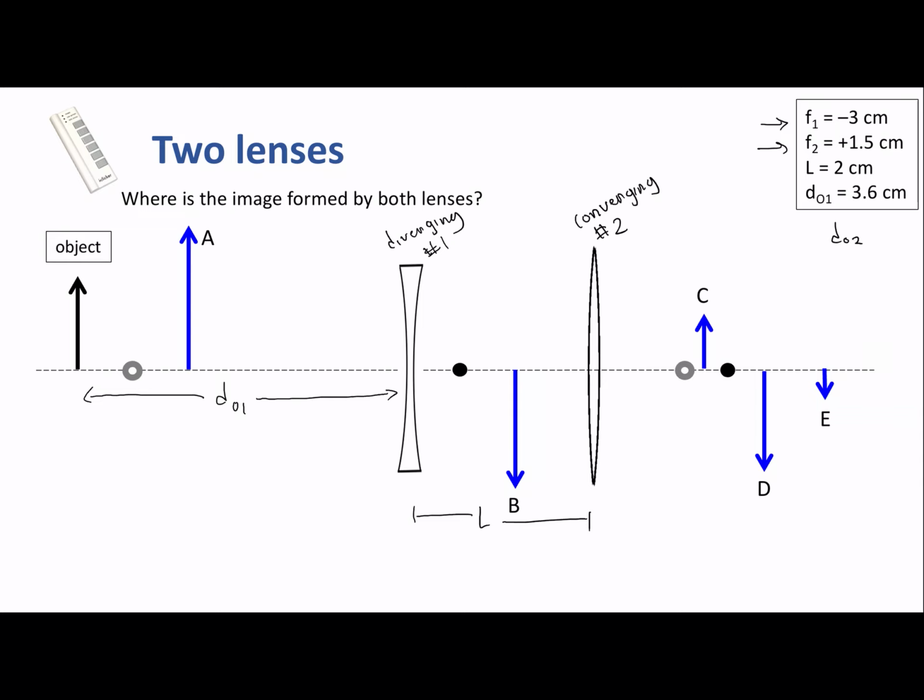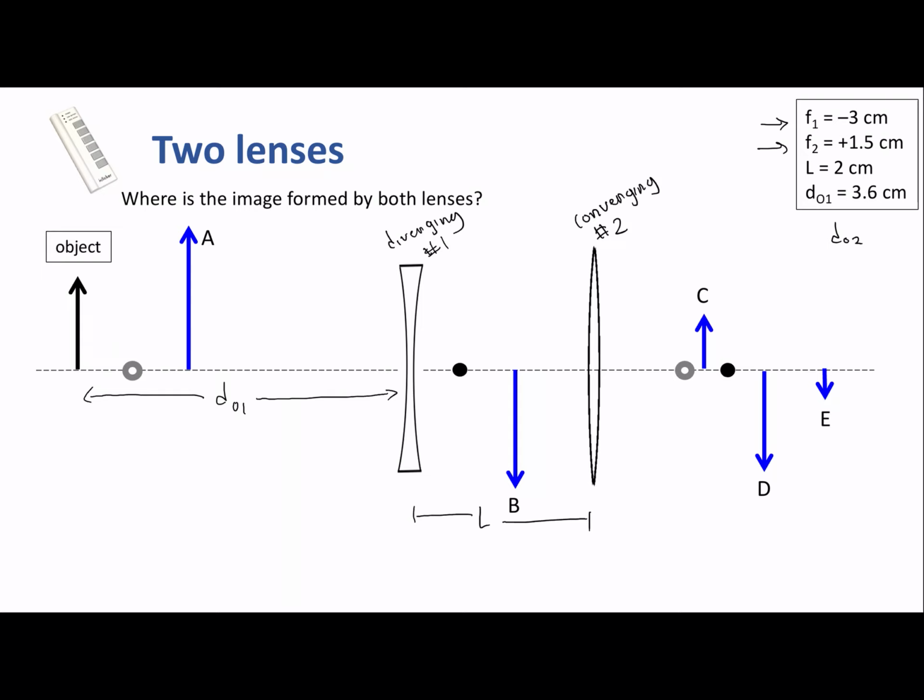But we'll get to that. Okay, so what we have to do in this situation is just go one lens at a time. So we're going to ignore the existence of lens number 2. I'm going to pretend like lens number 2 does not exist. It's not there. I'm going to blank it out of my vision. I'm only going to worry about lens number 1.